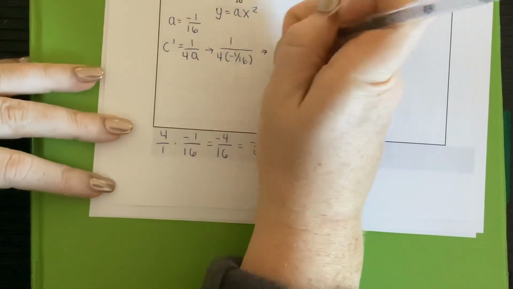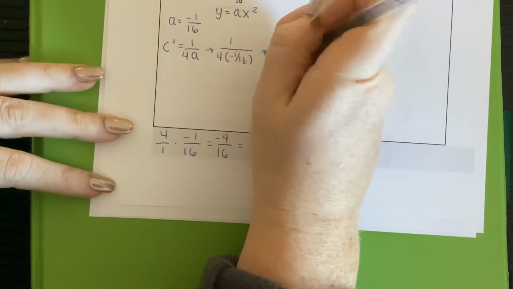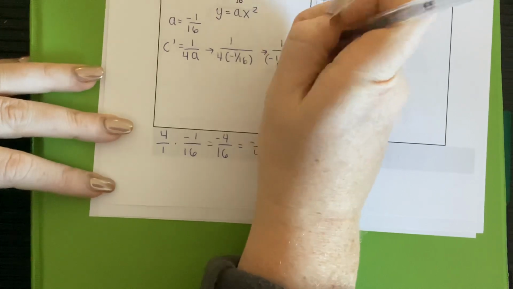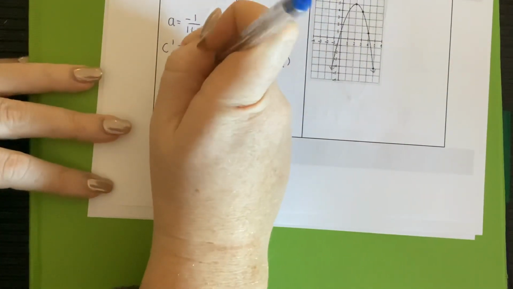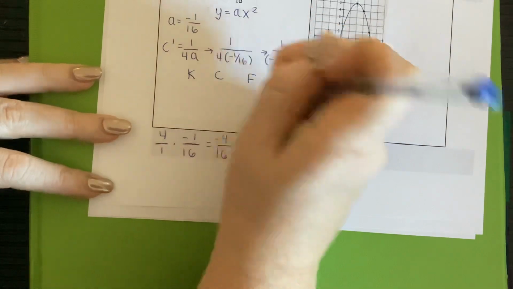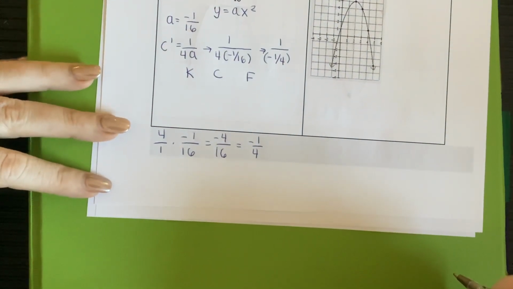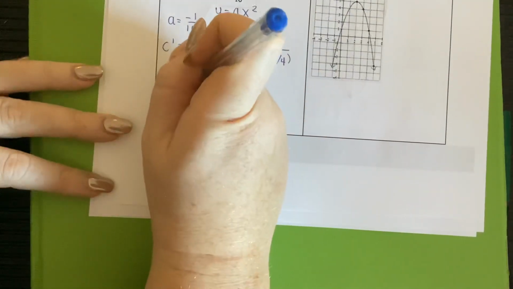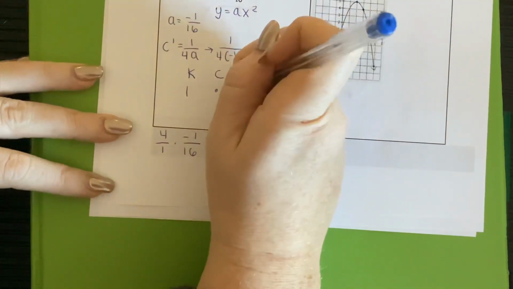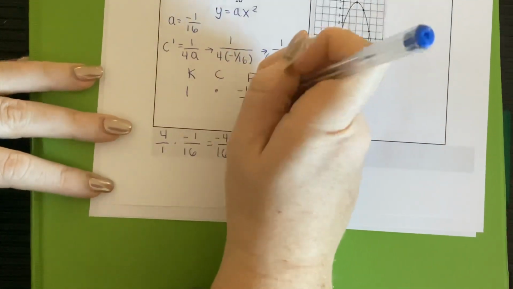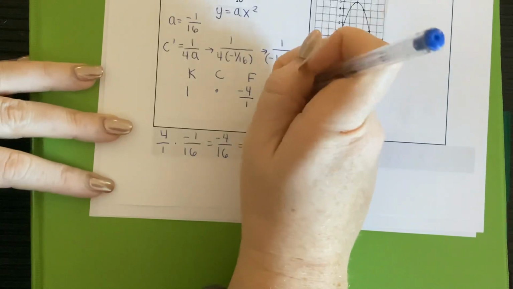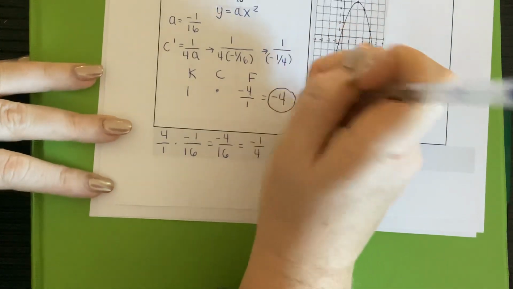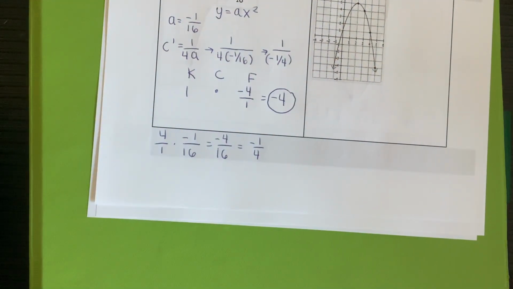So this is equal to 1 over negative 1/4. We're dividing by a fraction, so we're going to keep, change, flip. Keep the first one, 1, change to multiplication, flip this one, and that's going to give us negative 4. That's your focal length. So that's how you would do it if you were ever given an equation.